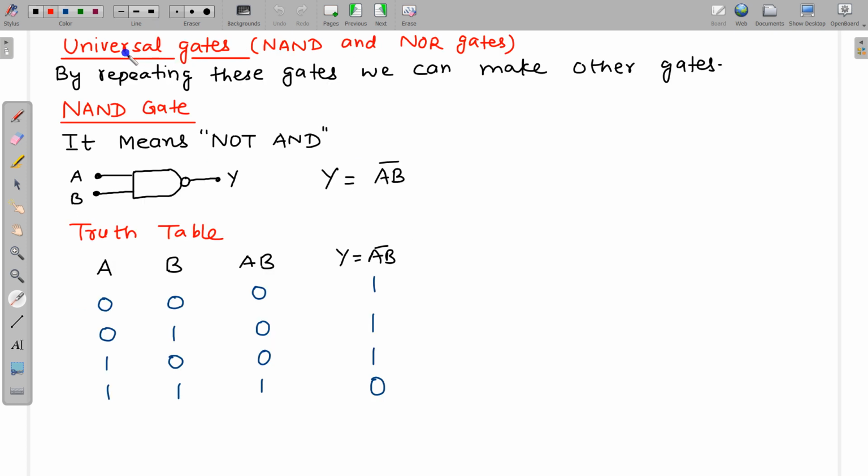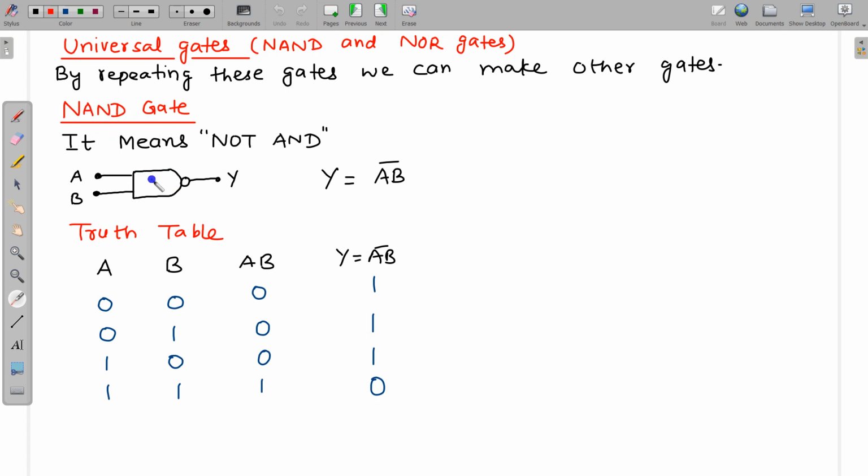Next, universal gates: NAND gate and NOR gate. NAND gate and NOR gates are called universal gates because using these two gates we can make any gate. By repeating these gates we can make other gates. What is NAND gate? NAND gate has two words, one is N and another is AND. This N represents NOT, so this is NOT AND gate.